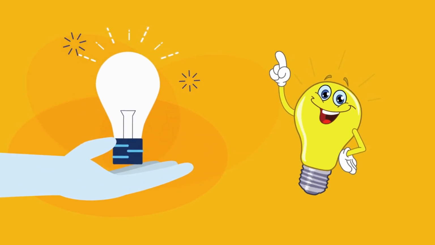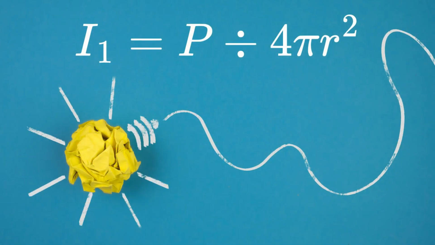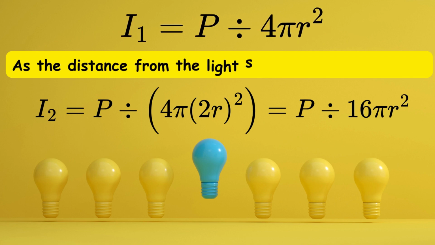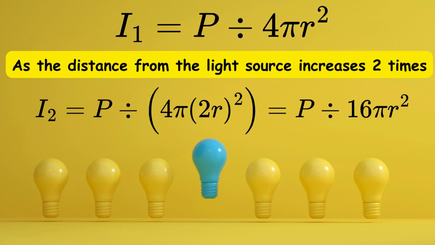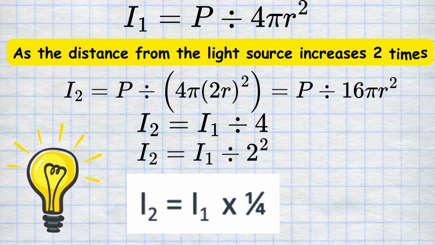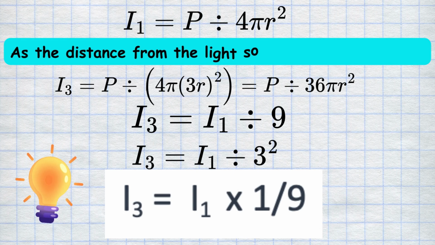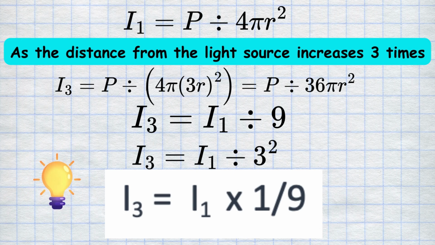Now let us study the pattern between the light intensity and the radius of the sphere. At a distance r from the point source, the light intensity is I1, which equals P divided by 4 pi r square. At a distance 2 times r, the light intensity is I2, which equals P divided by 16 pi r square. Or we can say I2 equals I1 times 1 over 4. It becomes 1/4. At a distance 3 times r, the light intensity is I3, which equals P divided by 36 pi r square. Or we can say I3 equals I1 times 1 over 9.